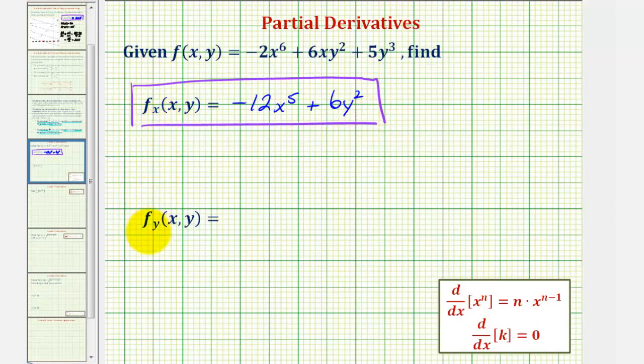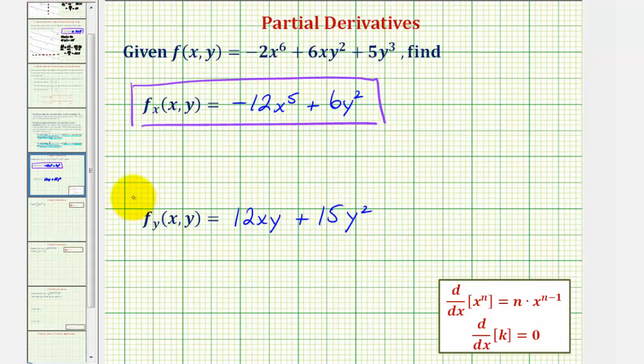And now for the partial derivative with respect to y, we're treating x as a constant and differentiating with respect to y. And therefore the derivative of negative 2x to the sixth with respect to y would be 0, again because x is a constant, and then plus the derivative of 6xy squared with respect to y. And since the derivative of y squared is 2y, we'd have 6x times 2y, or 12xy, and then plus the derivative of 5y to the third with respect to y, which would be 15y squared. This would be the partial derivative with respect to y.